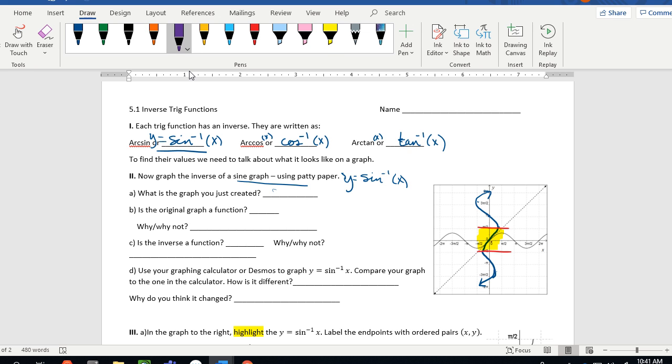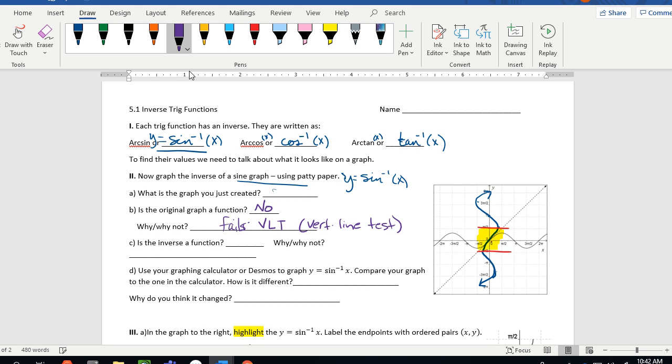So when it says, what's the graph? Well, it's the sine curve, but it doesn't make a function. So is the original graph a function? The answer is no. Why not? Because it fails the vertical line test. That's what VLT stands for, and I will use that a lot. Vertical line test. Okay. Is the inverse a function?